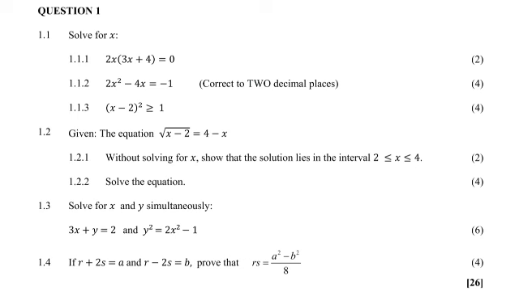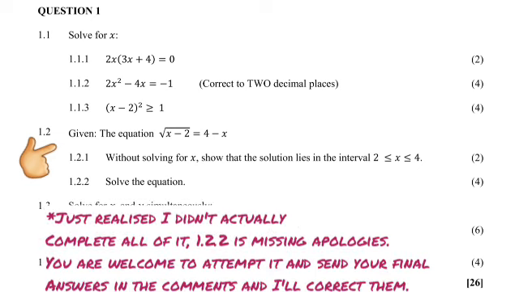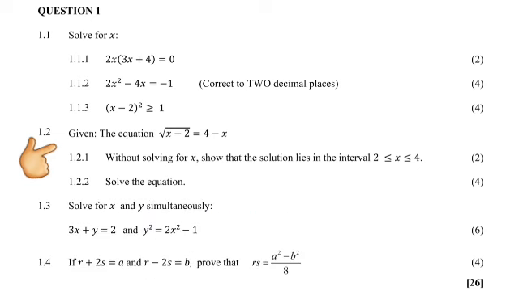So we are again going to look at the most challenging one of these questions, and we are going to solve that one. So we are going to look at the whole 1.2. 1.2 says, given the equation, the square root of x minus 2 is equal to 4 minus x. In 1.2.1 it says, without solving for x, show that the solution lies in the interval 2 is less than or equal to x is less than or equal to 4.